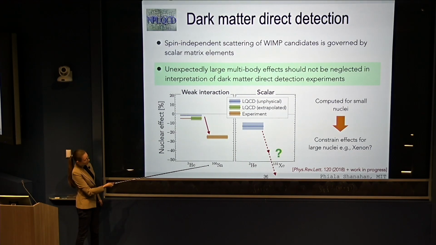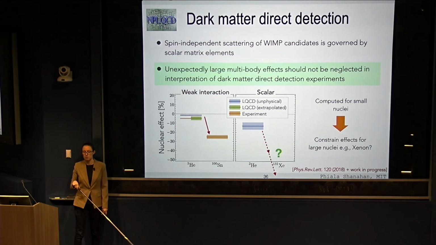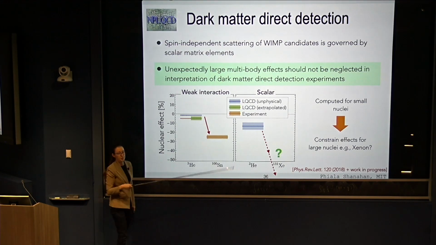Once you go to large nuclei with, say, 100 protons and neutrons, like tin here, experimentally, you get tens of percent nuclear effect, right? For these scalar matrix elements, even in the unphysical lattice QCD calculation, you start off with tens of percent nuclear effect.